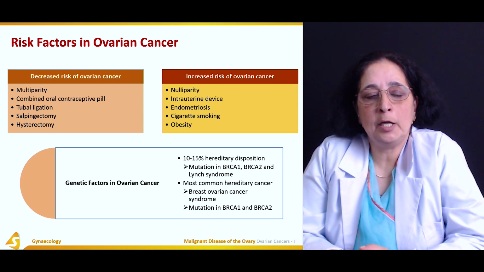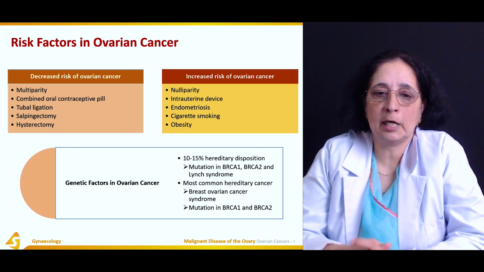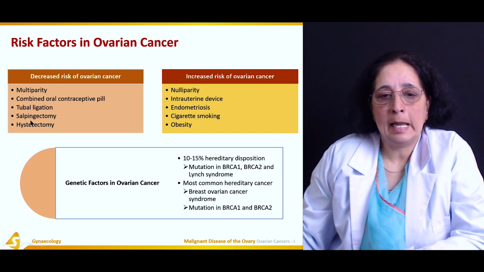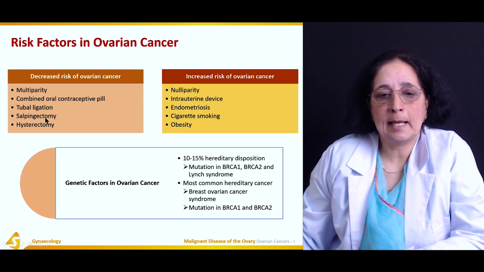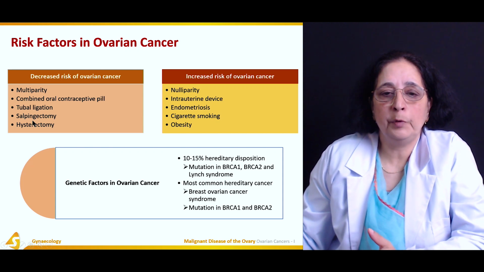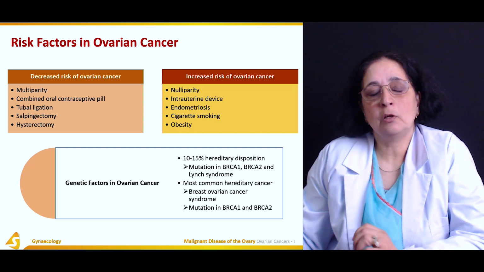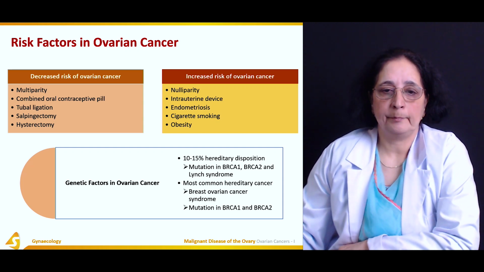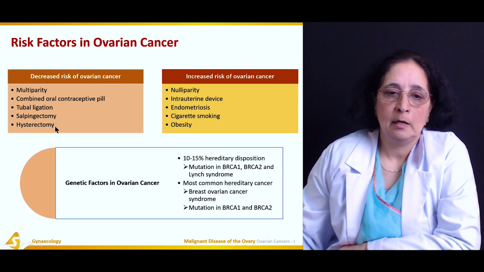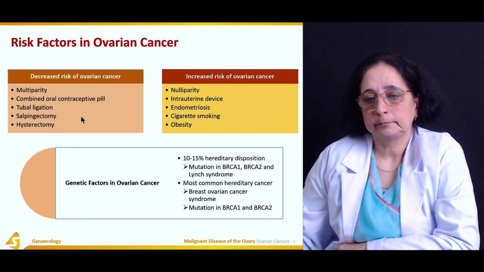Similarly, females who went through tubal ligation or salpingectomy. Salpingectomy is the removal of the fallopian tube. Ectomy is removal, and salpinge is used for fallopian tube, so removal of the fallopian tube. After salpingectomy, the risk of ovarian cancer is also decreased. Similarly, after hysterectomy, which is the removal of the uterus, the risk of ovarian cancer is also decreased.